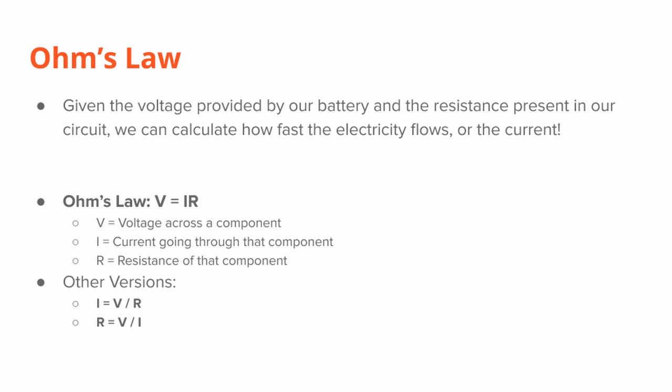So now we can introduce Ohm's law, which gives us a way of directly relating the voltage, current, and resistance going through a component. The equation is voltage equals current times resistance. If we know two of these, we can solve for the other one.